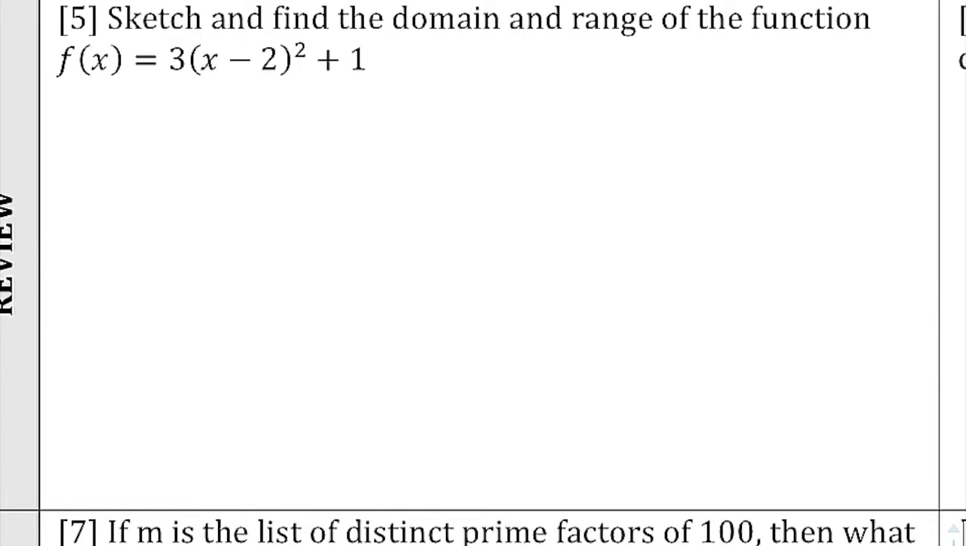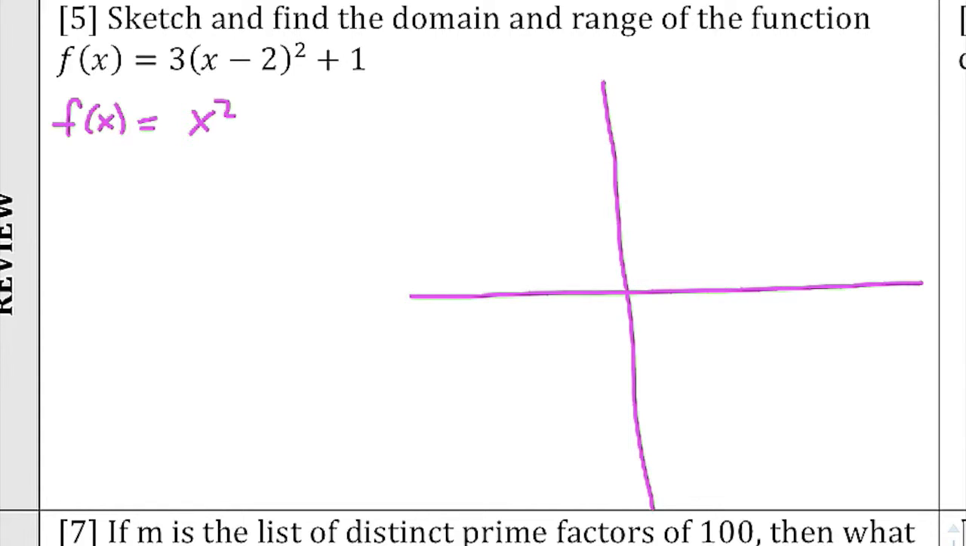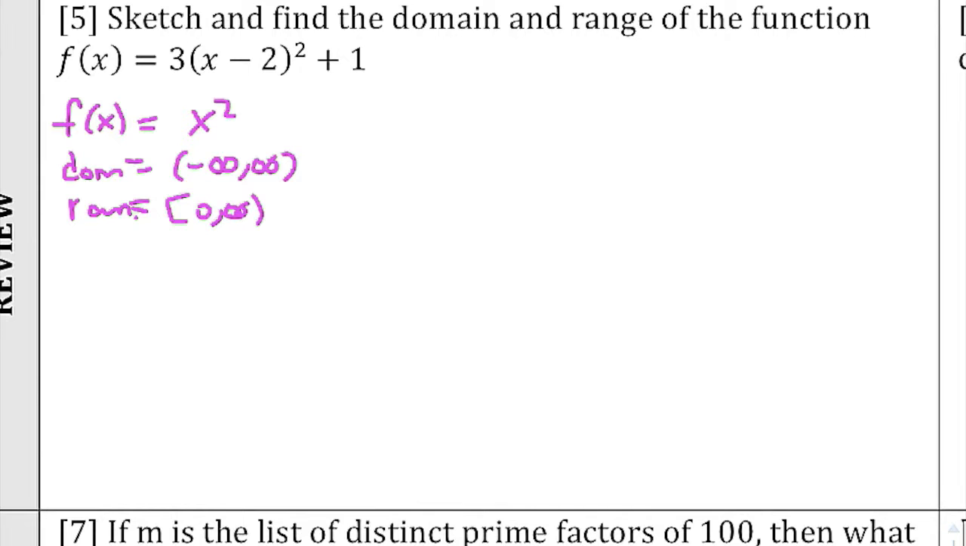Well, it's important to note that if we're going to graph that function, we should know where it starts, with just x squared. We should also note that the domain of x squared is going to be negative infinity to infinity, and the range of x squared is going to be 0 to infinity. These are important things to keep in mind. Have them in notes or at the ready in your head, by memorization, because it's going to make your job a whole lot easier.